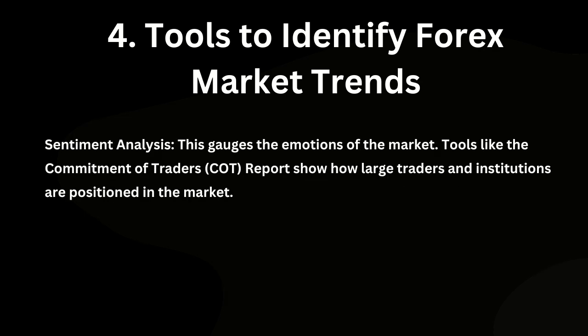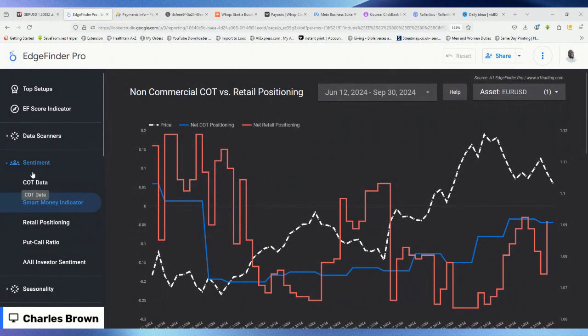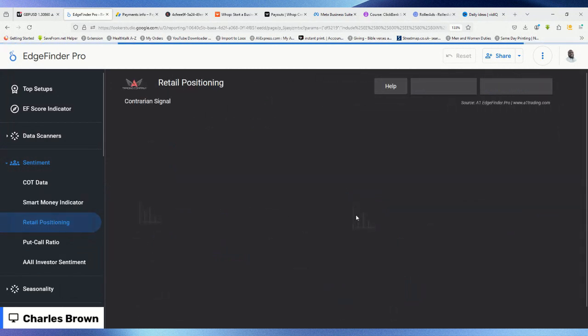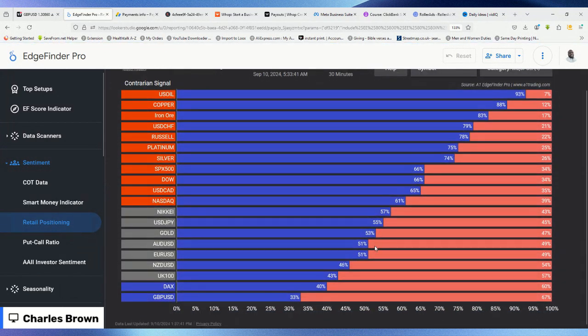Now, the next thing is sentiment analysis. I already talked about the COT data, so let me talk about sentiment analysis. This is very important because sentiment analysis gauges the emotion of the market. Like the tools that we use, this particular tool will help you to know that. Let me show you something about that quickly. If you go here, I come to sentiment analysis. You see sentiment. Then I come to retail positioning, for instance. You will notice what's going on here. This is sentiment analysis of all these pairs listed in the market.